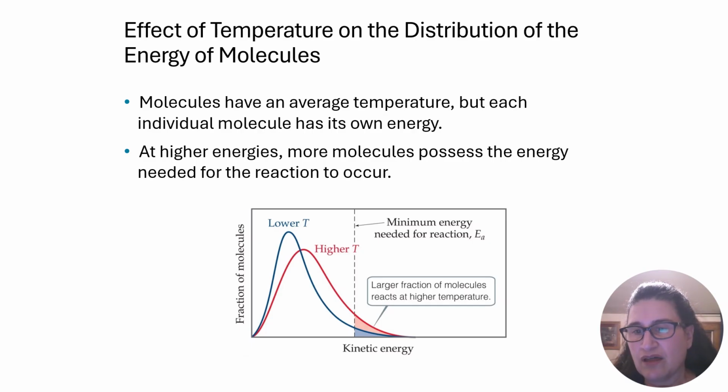All right, now, there are several different molecules in a reaction. They have an average temperature, but they don't all have the same energy. So if we are at a higher temperature, that means more molecules are going to meet that threshold in order to make the reaction occur. At a higher temperature, we have higher energy and a higher proportion of molecules that are going to meet that threshold.